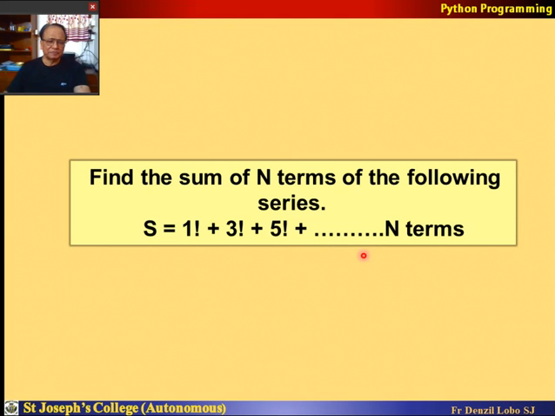The while loop. In this session also we shall go through one more problem, a factorial problem dealing with the factorial series. In the last session we had the factorial series of natural numbers, 1 factorial plus 2 factorial plus 3 factorial, etc. In this case, we are going to find the n terms of the odd factorial series, 1 factorial plus 3 factorial plus 5 factorial, etc.